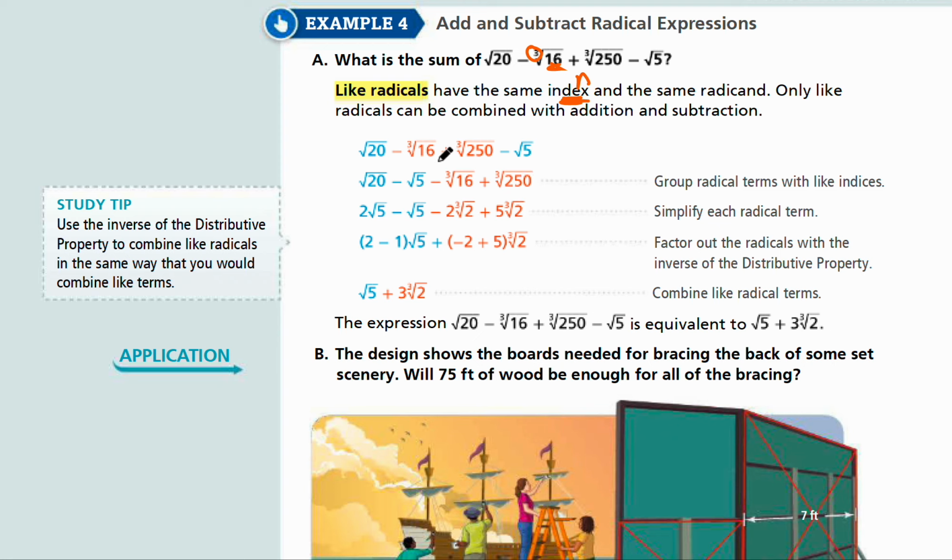So yeah, but you need to reduce it so that you have the same number inside the radical as well. So if you have the same radicand and same index, then they're like radicals, and you can add them like this and combine them. Okay, so for this one, you'll have the expression root 5 plus 3 cube root 2 as the final answer.